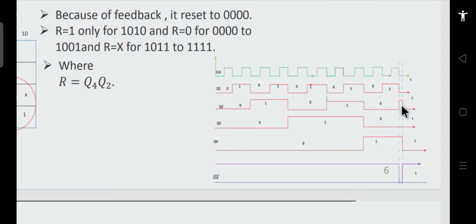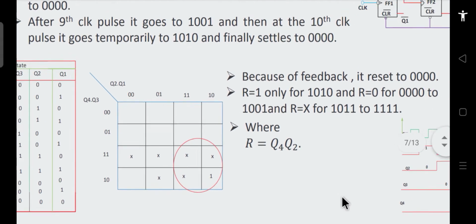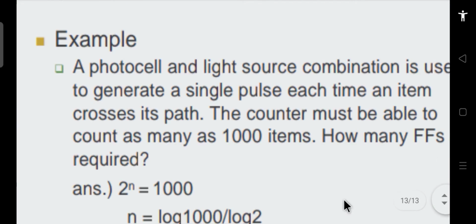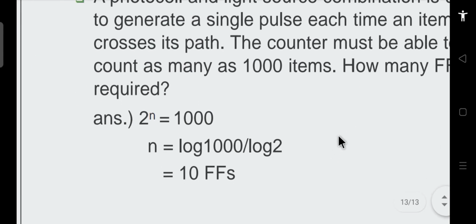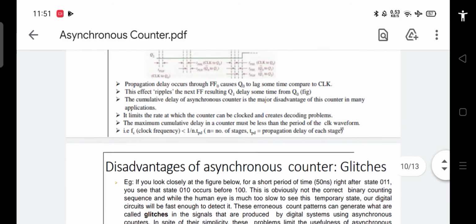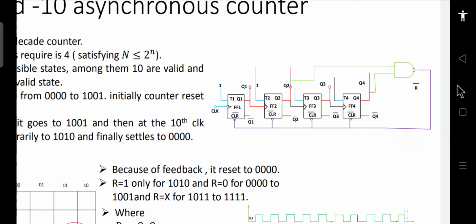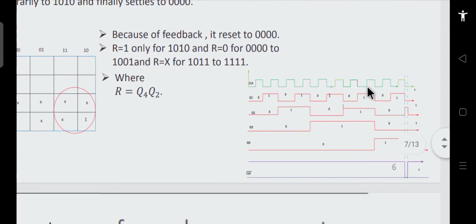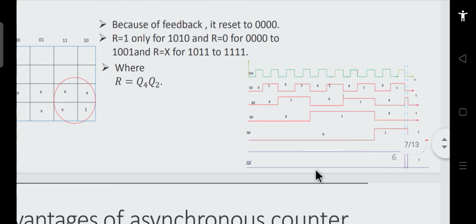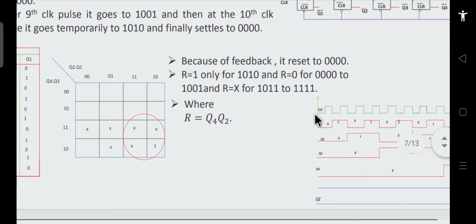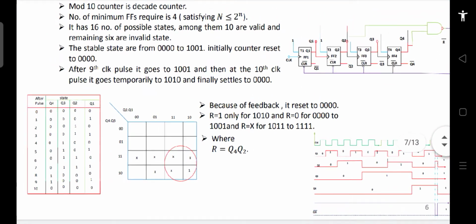As soon as the state 1010 occurs, the counter gets reset because we have made this arrangement. We have written the K-map for the reset signal. Let me return back to that slide. So we have seen that we generated this reset signal, and the circuit gets reset when this 1010 arrangement occurs. So our circuit gets reset to 0000 again, and when the next clock pulse occurs, the circuit will again start counting from the 0000 state.